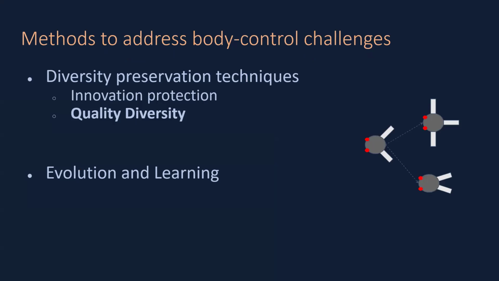One method is to enforce diversity in your population. So let's say in this situation, again, you end up with these three robots, but the top robot has more innovation, it is more new compared to the other robots. So in this case, you might want to keep this robot because you want to protect the innovation. Another way to enforce diversity is using quality diversity. This is what I'm going into now.